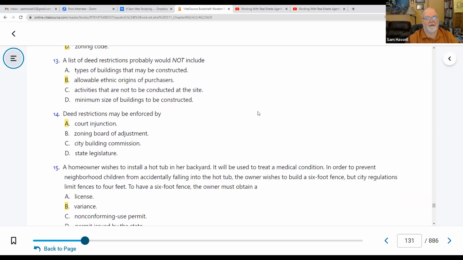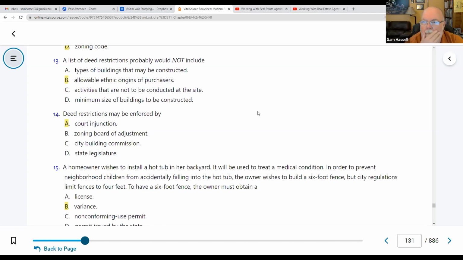13, a list of deed restrictions probably would not include allowable ethnic origins of purchasers. It must not, not even probably would not, all right? That is a fair housing violation, but it would have the types of buildings that could be constructed, the minimum size of the buildings, the activities that are not to be conducted at this site, could have all of those, all right? But it cannot get into the people.